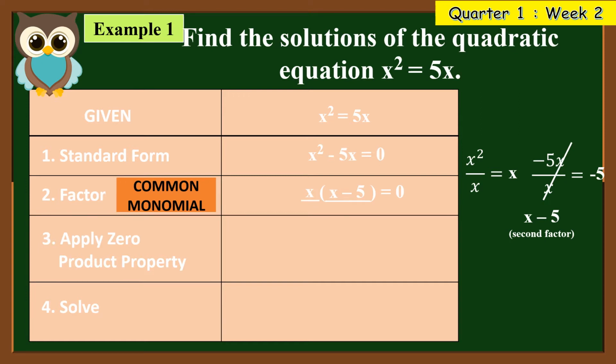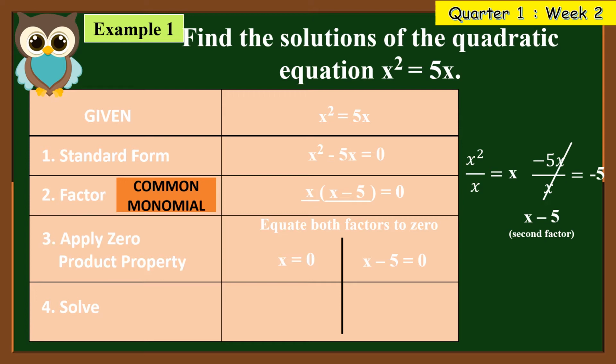For the third step, we are to apply the zero product property. We are to equate both factors to 0. Again, our first factor is x, so x is equal to 0. And our second factor is x minus 5, which is equal to 0. Again, for the third step, we simply equate both factors to 0.